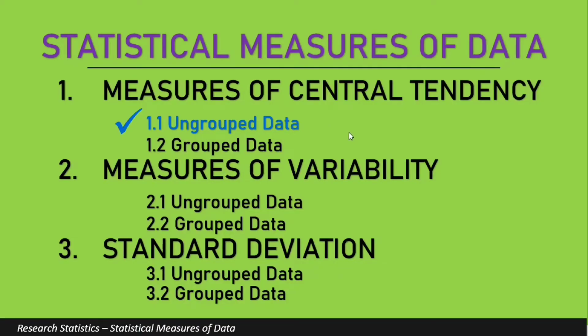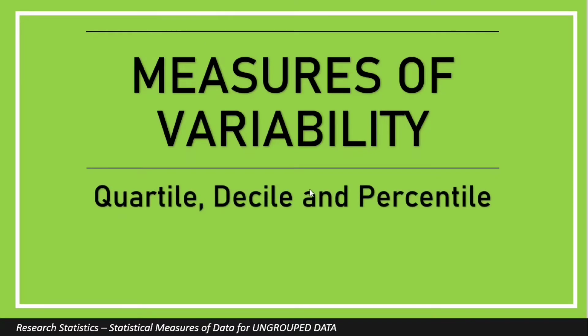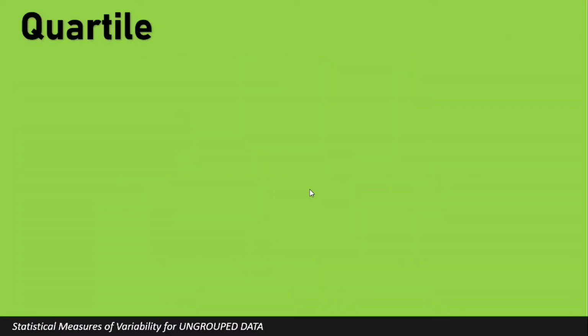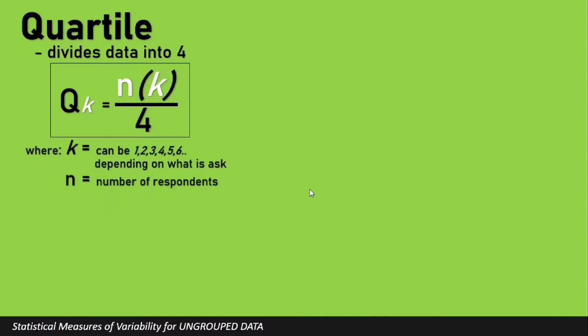We are going to proceed to the measures of variability for the ungrouped data. Measures of variability: quartile, decile, and percentile for ungrouped data. Let's discuss first the quartile. Quartile divides the data into 4. The formula is quartile k equals n times k divided by 4, where k can be 1, 2, 3, 4, 5, 6, and so on, depending on what is asked.